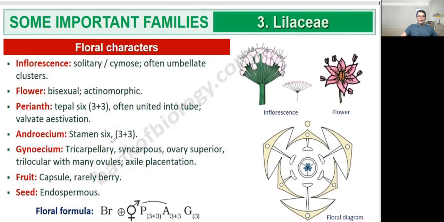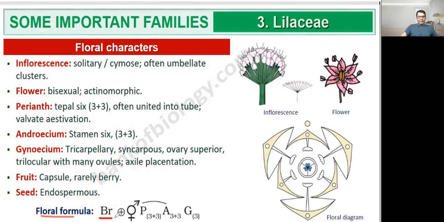So here in Liliaceae, the tepals are 6 in number and stamens 6, 3 plus 3. Gynoecium tricarpellary, syncarpous, ovary superior, trilocular with many ovules, axile placentation. Fruit is capsular, rarely berry, and seeds are endospermous.